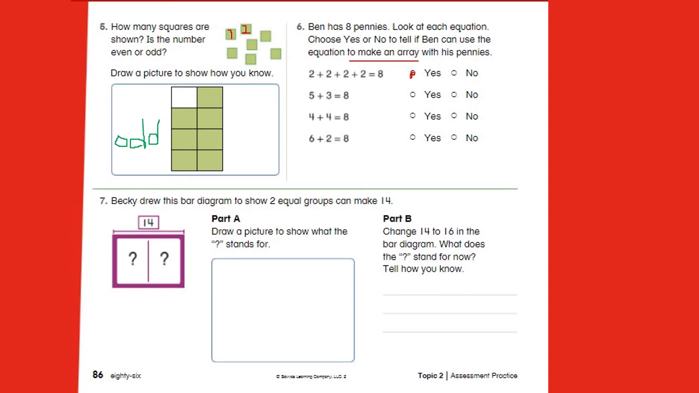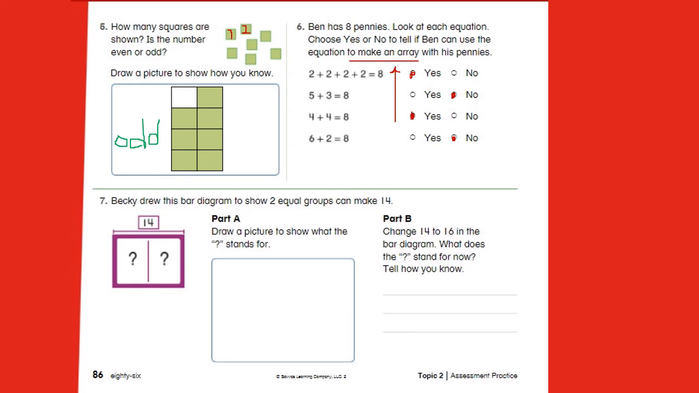5 plus 3 equals 8. No, it equals 8, but we can't make an array with the numbers like that. 4 plus 4 equals 8. Yes, we can do that. All doubles facts and repeated addition can do this. 6 plus 2 equals 8? No. Okay? So remember, the key is, can we make an array?